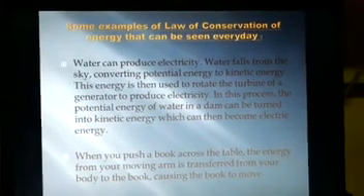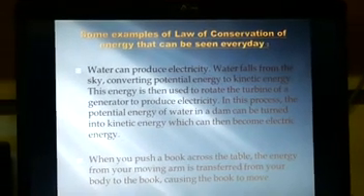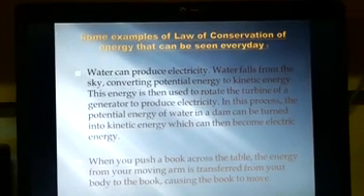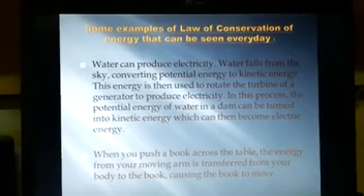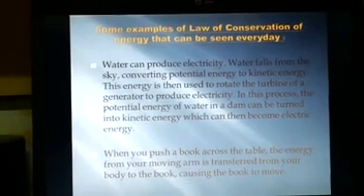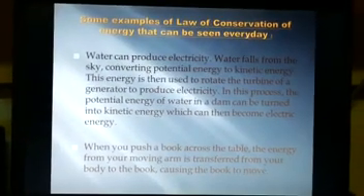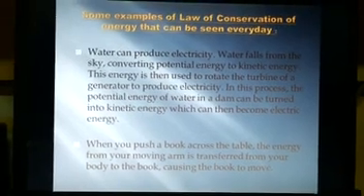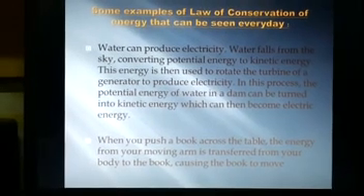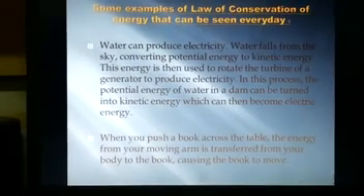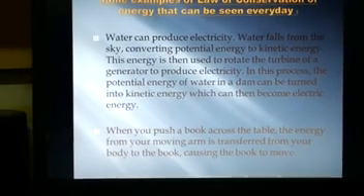This is some example of the law of conservation of energy that can be seen every day. So first, water can produce electricity. Water falls from the sky, converting potential energy to kinetic energy. This energy is then used to rotate the turbine of a generator to produce electricity. In this process, the potential energy of water in a dam can be turned into kinetic energy, which can then become electric energy. Next, when you push a book across the table, the energy from your moving arm is transferred from your body to the book, causing the book to move.